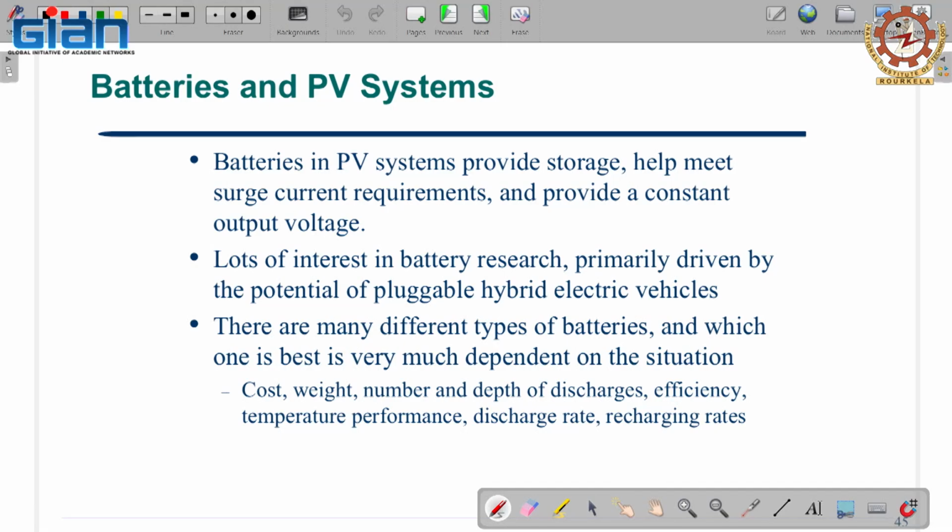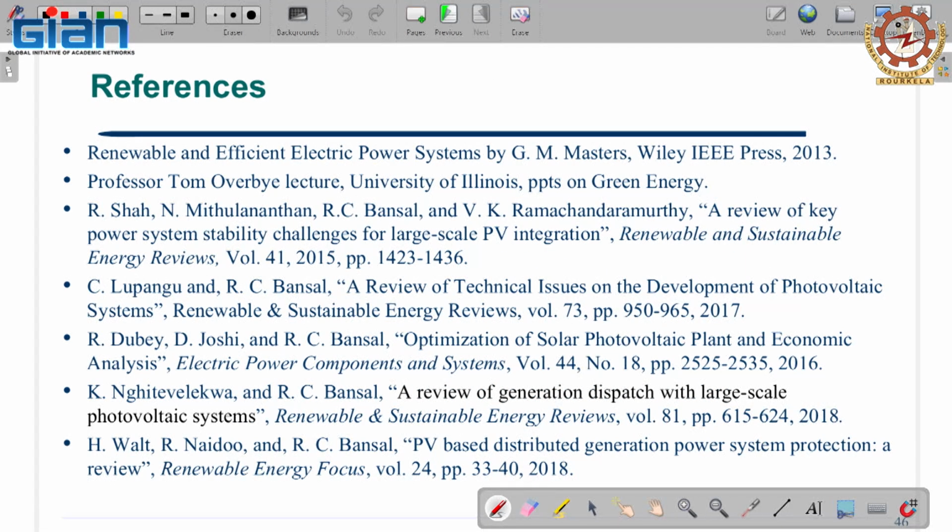When we consider the need for the battery, several points need to be considered, like cost, weight, number and depth of discharge, efficiency, temperature performance, discharge rate, and charging rates. Several important points need to be considered. So broadly, we completed this chapter.